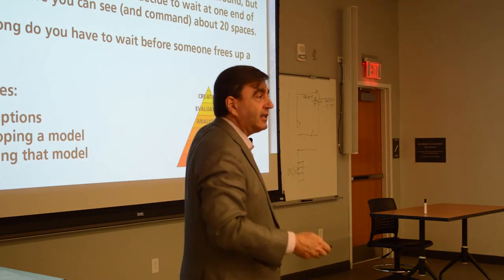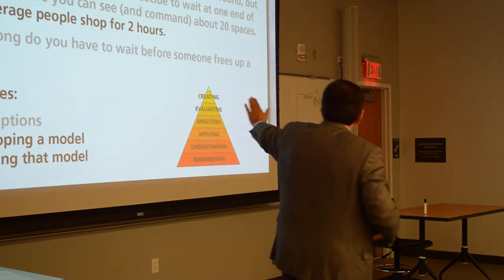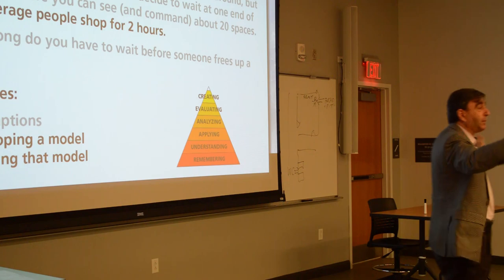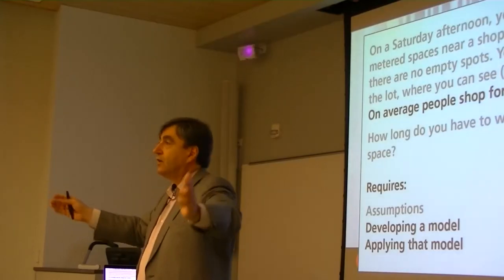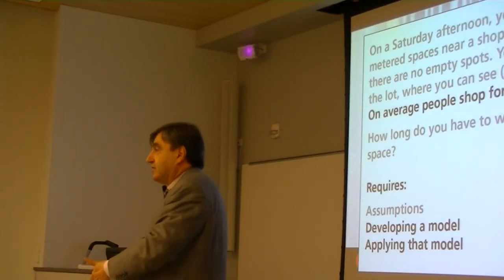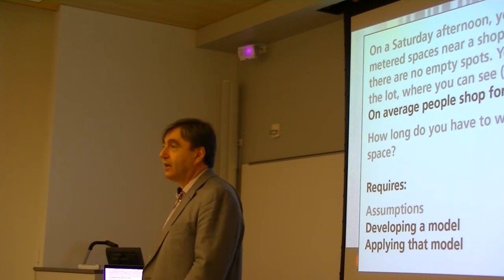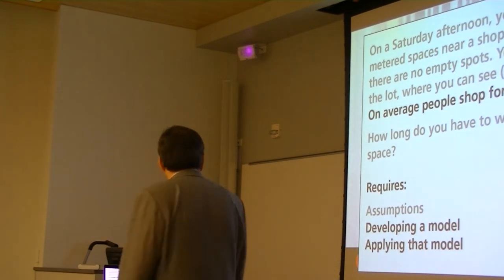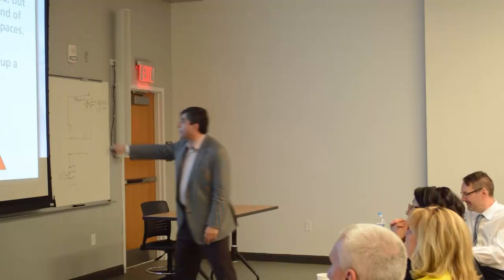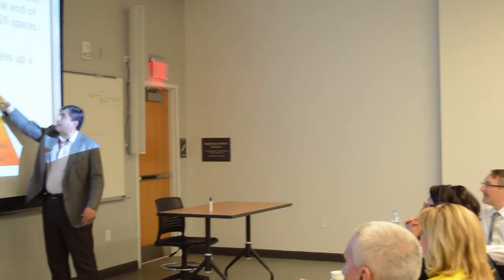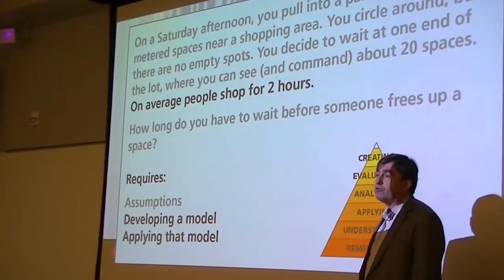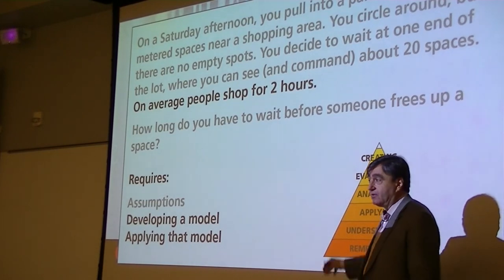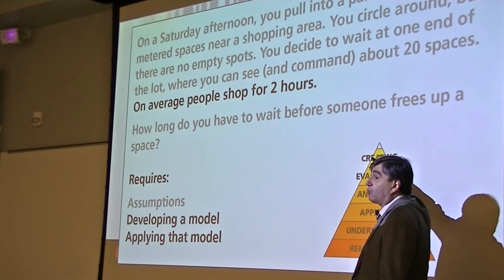Anyway, given that they hate the assumption, let's take it out. We just add one sentence: on average, people shop for 2 hours. 2 minutes is obviously too short, 2 days is too long, so this is sort of right in the middle of the path. So now we've removed the assumption. We've maybe gone down a little bit, but you still have to develop a model that nobody's ever seen. So on Bloom's taxonomy, we're still quite high.